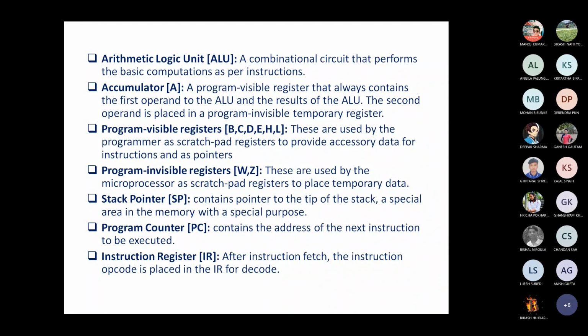Program visible registers B, C, D, E, H, L. BC is a 16-bit register together, while B and C are individually 8-bit registers. Similarly, DE is a 16-bit register together, while D and E are 8-bit registers individually. HL is a 16-bit register together, while H and L are 8-bit registers individually. Invisible registers: stack pointer contains the pointer to the top of the stack, a special area in the memory with a special purpose. Very good.